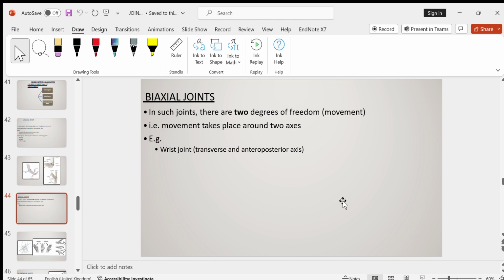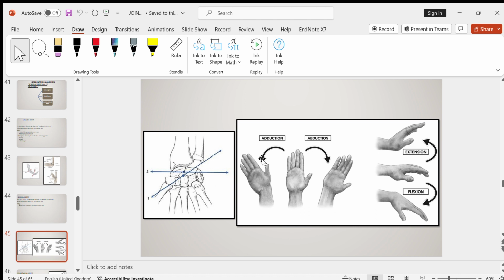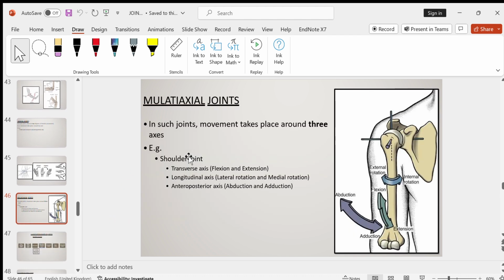Now, biaxial joints have movements in two axes. For example, the wrist joint. The wrist joint has the movement of flexion and extension as well as adduction and abduction. Here we can see that the wrist has flexion extension as well as adduction and abduction. So the movement is in two planes. So this is an example of a biaxial joint.